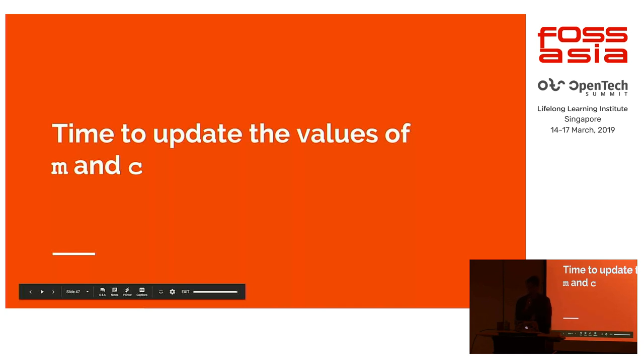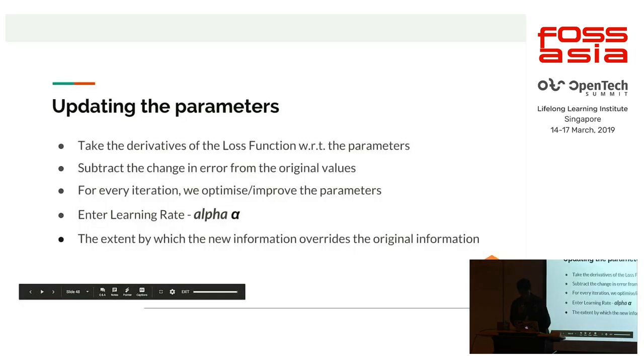So now that we have the change in value for the gradient and the y-intercept, we can finally optimize or update the values for the gradient and the y-intercept. So we take the current values of the gradient and the y-intercept, and we subtract that change in error from it, and we multiply that change in error with something called the learning rate. In machine learning, it's denoted by this variable called alpha or eta. But here, for simplicity's sake, since most of us are familiar with alpha, we'll use alpha.